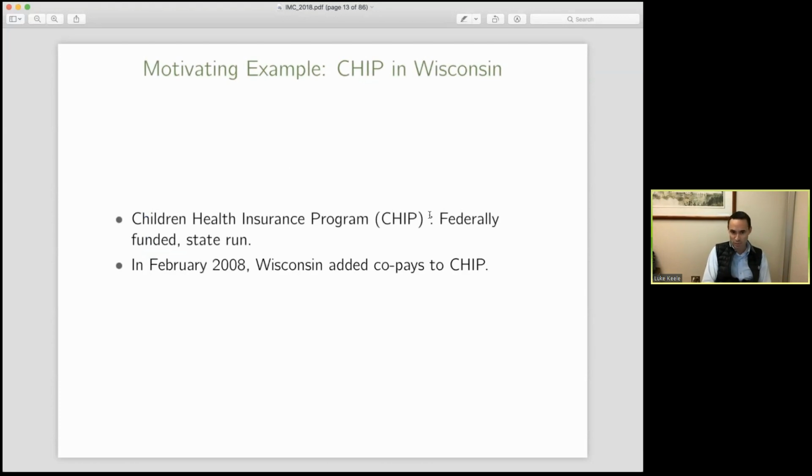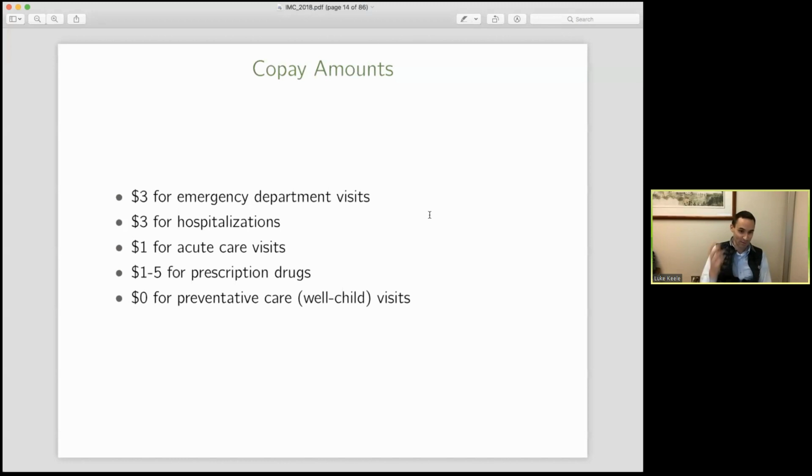So in February 2008, the state of Wisconsin decided to add co-pays to CHIP. That is, people who had CHIP insurance, when they went to the doctor, had to pay a certain set of co-pays. Before, there were no co-pays. Right before February 2008, if you had CHIP, you could use any of these health services as much as necessary. But now it would be $3. They're fairly minimal amounts, but it was $3 for an emergency if you go to the ER, $3 for hospitalizations, and the only thing that was left off is preventative care, well child visits. They didn't add any copay for that.